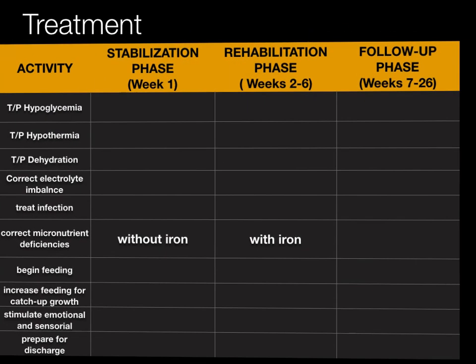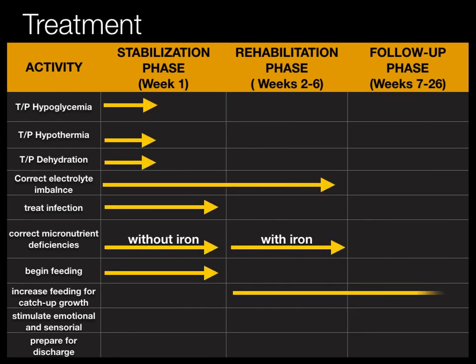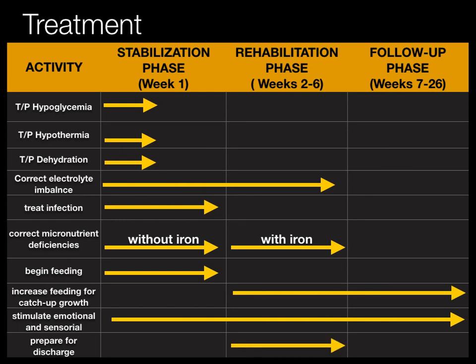For the treatment, there is the stabilization phase, rehabilitation phase, and the follow-up phase. Remember to treat hypoglycemia, hypothermia, and dehydration in the first week of treatment, then correct electrolyte imbalances after the rehabilitation phase. Treat infections in the first week. Treat micronutrient deficiencies without iron during the first week of treatment and give iron for the succeeding weeks.